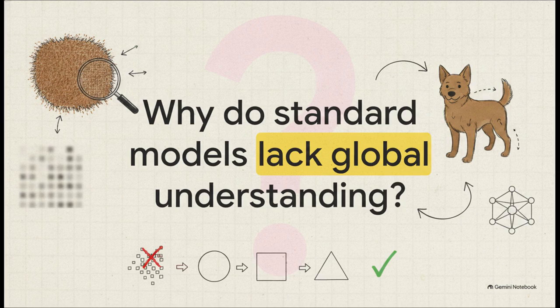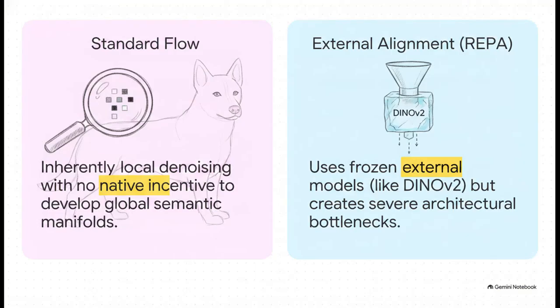The reality is, standard denoising objectives are inherently local. They're great at cleaning up static pixel by pixel, but they give the network absolutely zero incentive to understand the actual semantic meaning of the whole object. It doesn't know it's building a dog. It just knows how to generate brown fur textures. And historically, this gave researchers a massive headache.